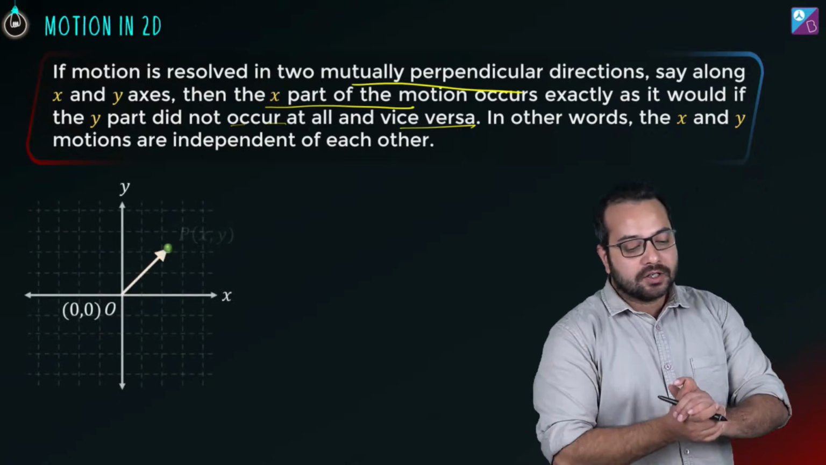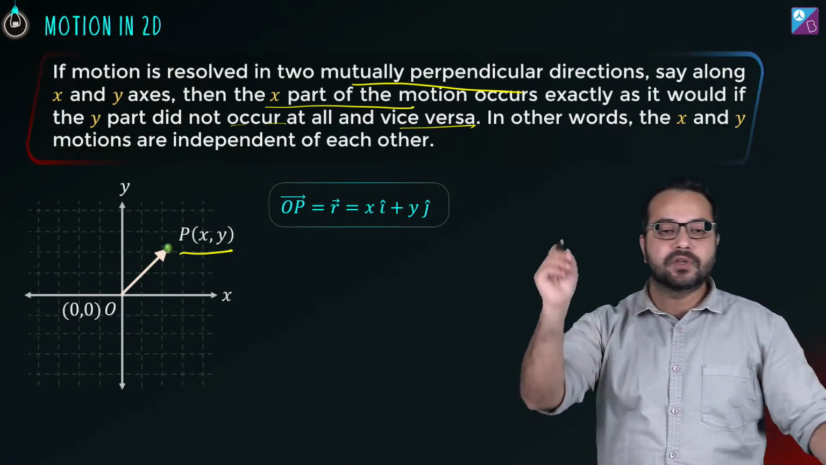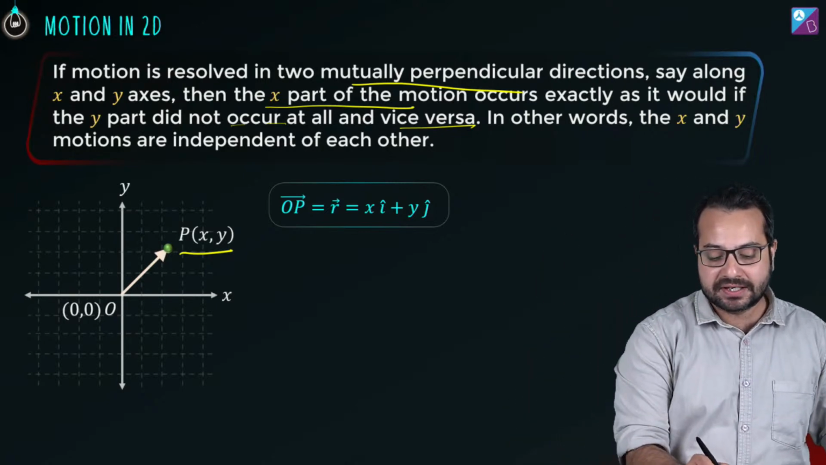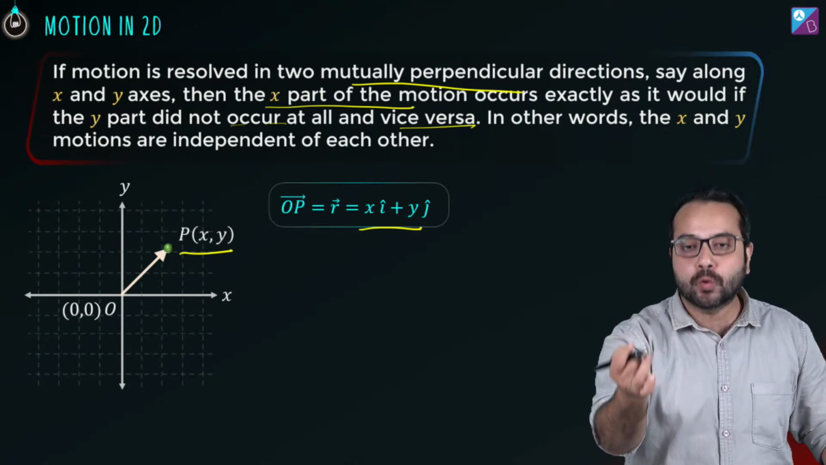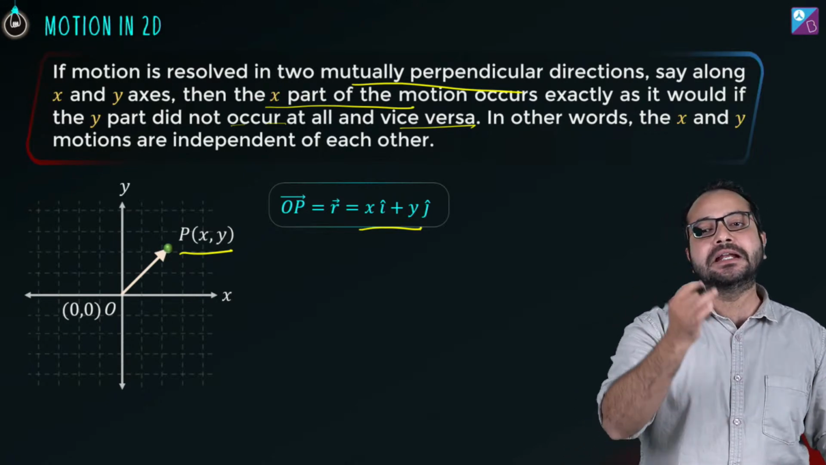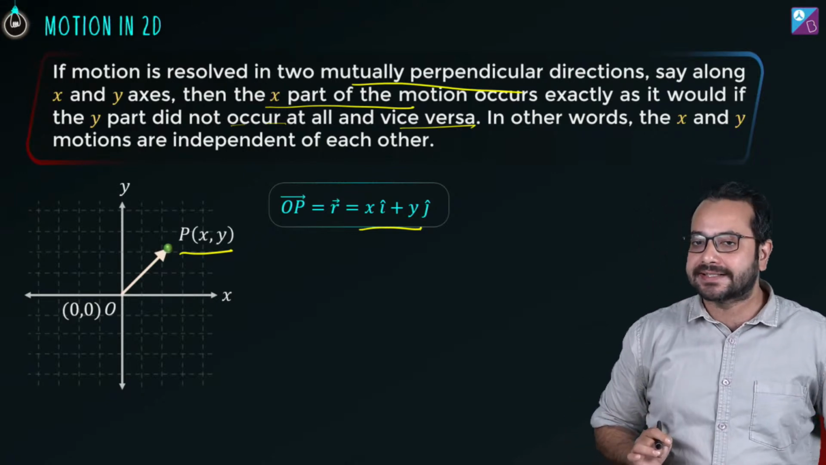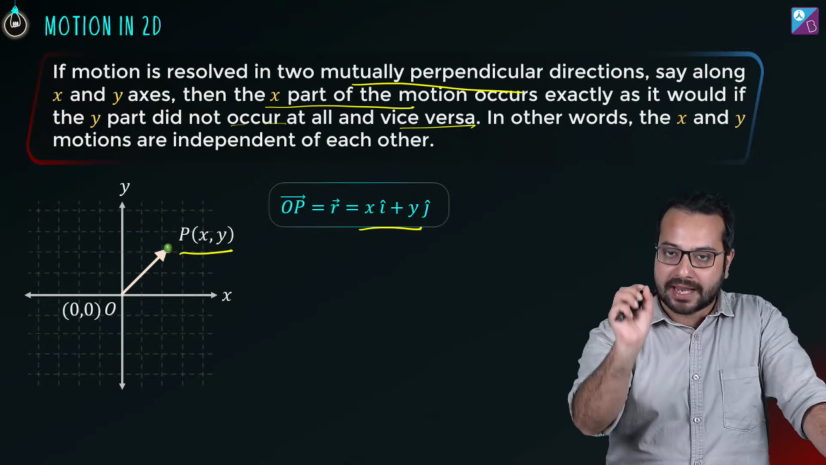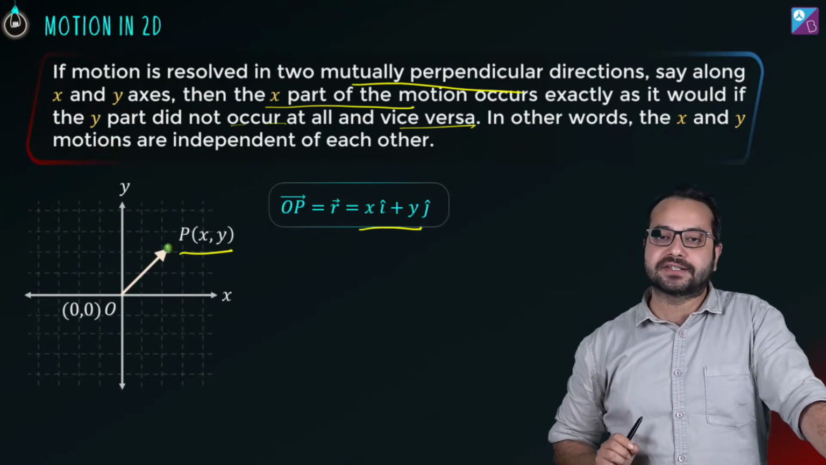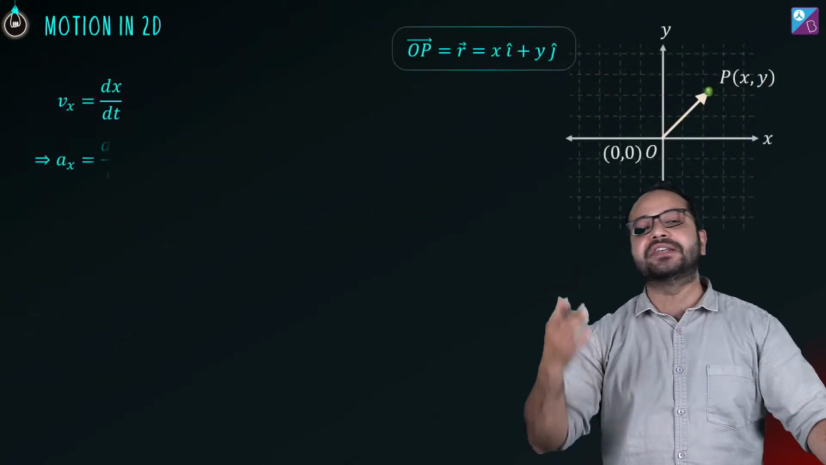Now, if I have a particle whose position vector is given by xi plus yj, because now we are in two dimensions, so obviously we need the i and j vectors to describe the position. Is that correct? We are no longer in motion in 1D, so we will need x and y coordinates. Okay, so OP is going to be xi plus yj.